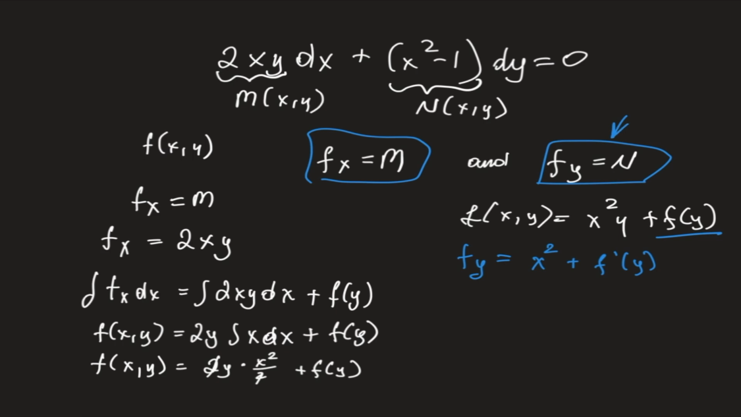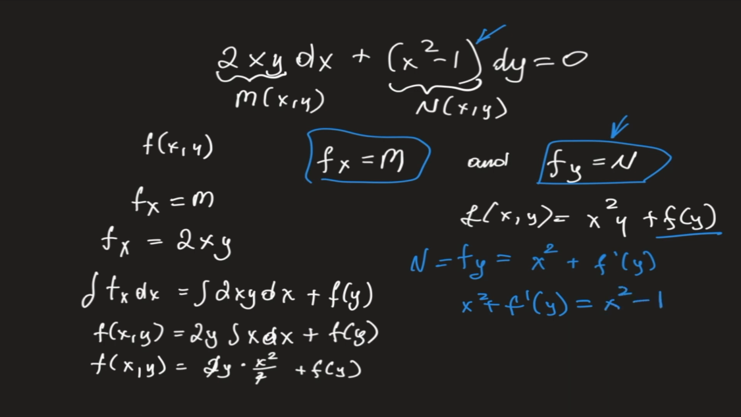Looking back here at the top, remember that the partial derivative with respect to y is equal to n. So this whole thing is equal to n, and n is nothing more than this function here on top. So now I can say that this x squared plus f prime of y is equal to my function n, which originally was x squared minus 1.